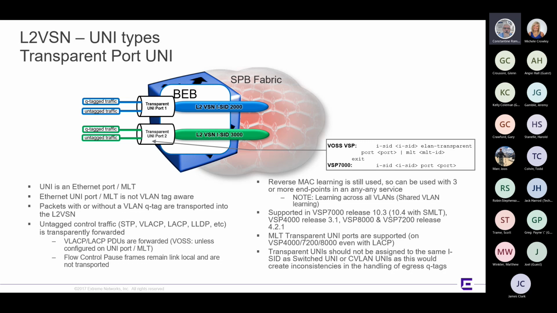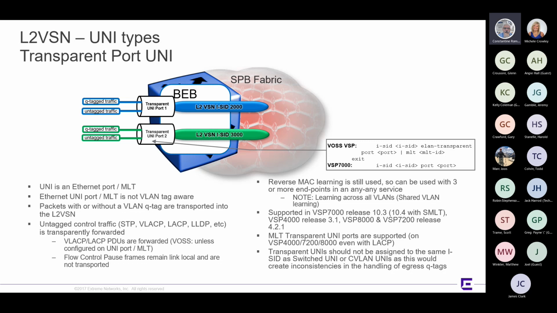Okay, well, how are they doing that? Well, the way they're doing it typically or frequently is by using transparent UNI, right? Where we don't care what the traffic is that comes in. All the traffic on this port, in this case, port 1, port 2, and port 1, all the traffic is going to go into ISID 2000, tagged, untagged, voice, video, whatever it is, and it's going to get transported through the network and dumped out the other side in its original format.